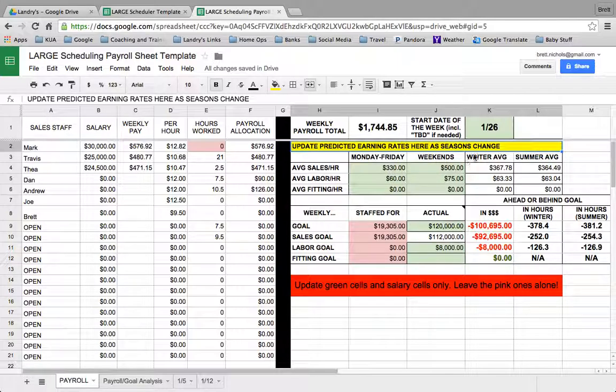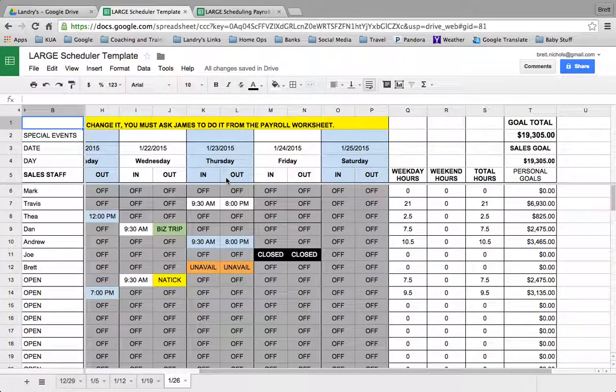These green cells here, okay? Anything that's green we can enter, anything that's pink we don't want to touch. These green cells are for entering what we expect our sales staff to earn per hour on the sales floor and our service staff to earn in labor per hour. In the summer, these might be 330 and 500, and if we look back at the scheduler, what they influence is this number here. I've said that I want Travis to earn $350 an hour during the week and $500 an hour on the weekends.